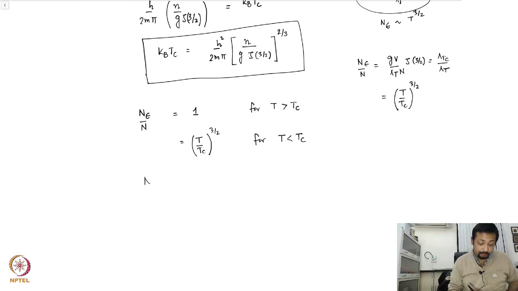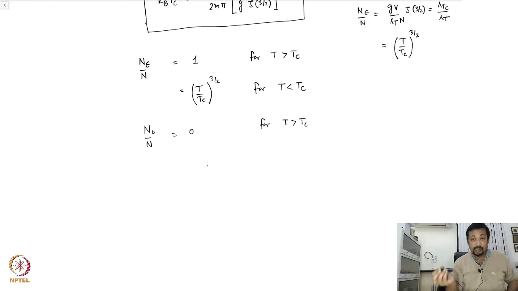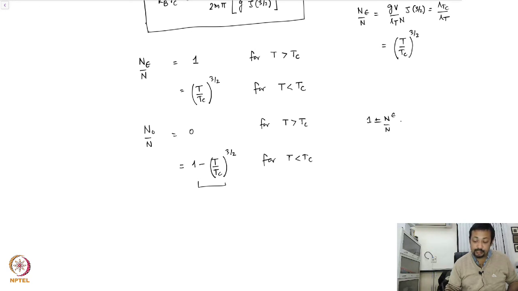Now, the number of particles in the ground state is 0 for T greater than Tc. However, as you cross the critical temperature, this becomes 1 minus T over Tc raised to the power 3 by 2. And this expression follows from the fact that 1 is equal to n epsilon over n plus n0 over n, so that n0 over n is 1 minus n epsilon over n.